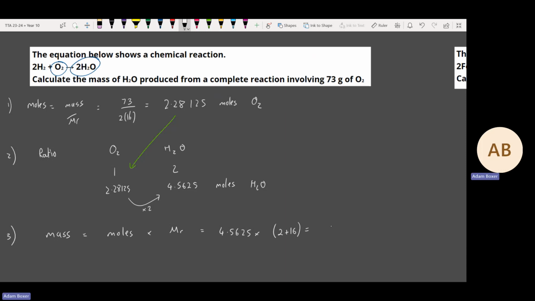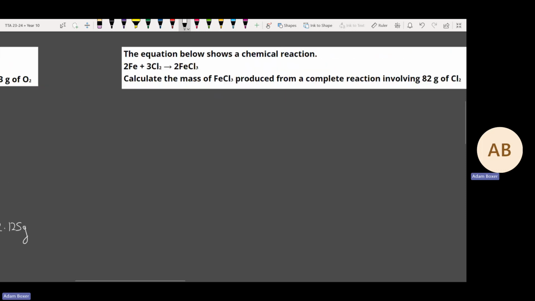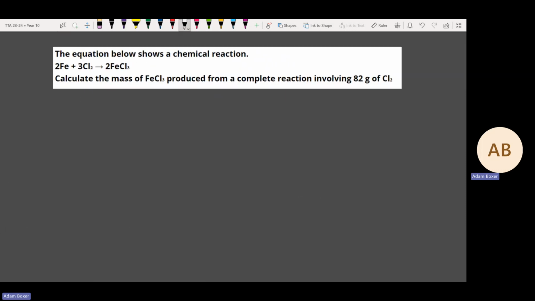Then my final answer there is going to be 82.125 grams. Done. Next one, we're going to do this again slowly together. So first I want you to do step 1, which is moles. So pause the video, work that out for yourself, please.